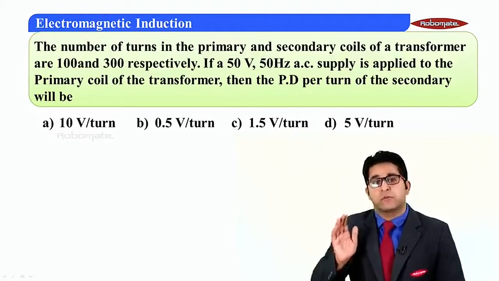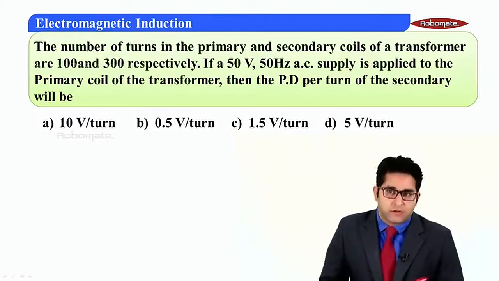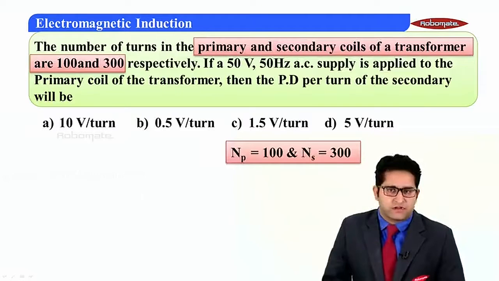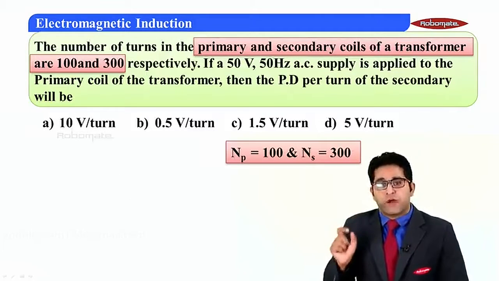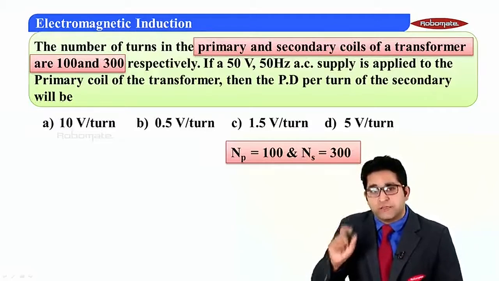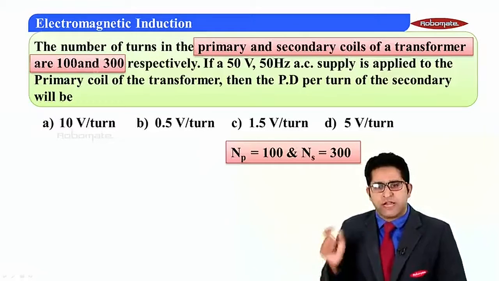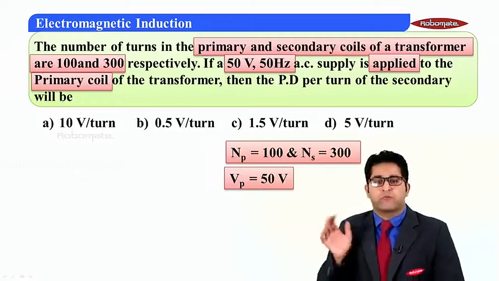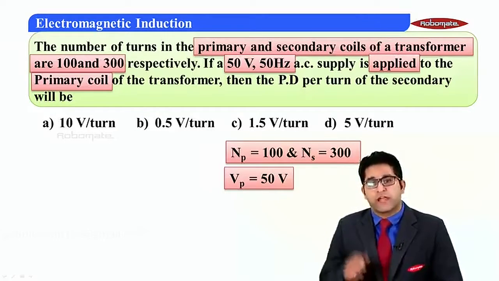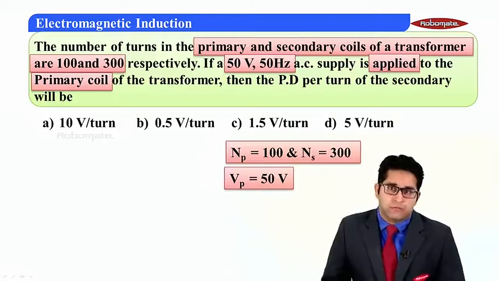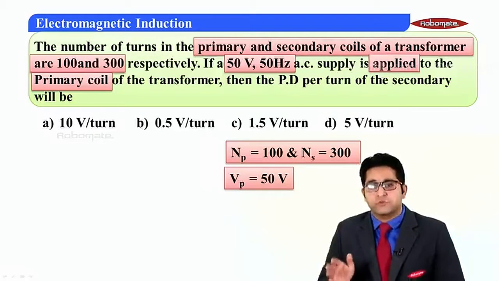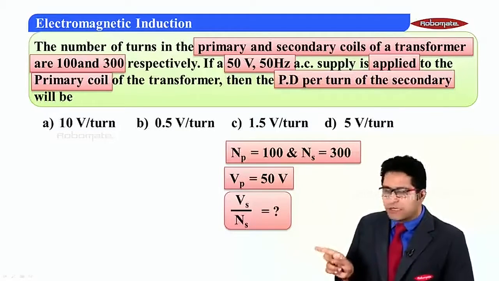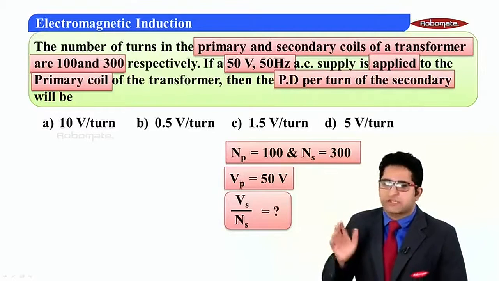Here we are provided with number of turns in primary as well as in secondary coil. So therefore I can say value of NP and NS, it is equal to 100 and 300 respectively. Now here we are provided with 50 volts 50 hertz supply across primary. That means we are provided with value of VP which is equal to 50 volts. Right? And what we are supposed to find? Here we are supposed to find potential difference per turn across secondary coil. That means we are supposed to find VS upon NS, which is nothing but potential difference per turn across the secondary coil. Right? So let us start with the solution.